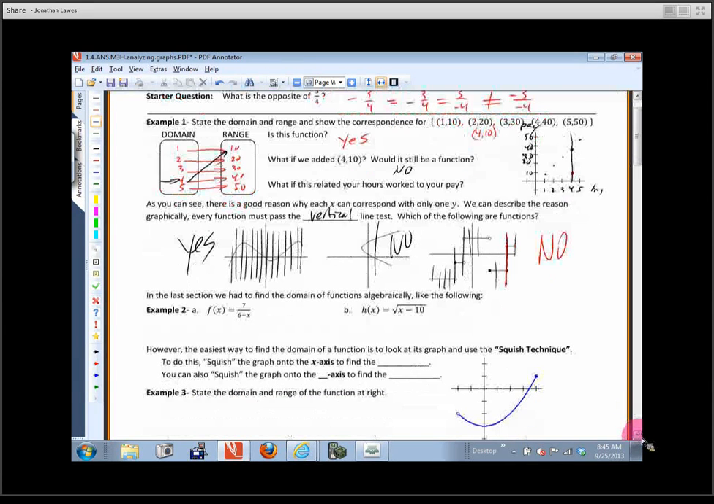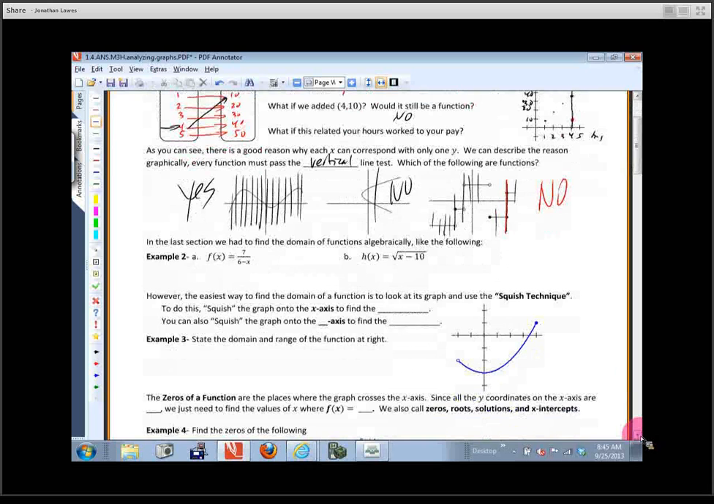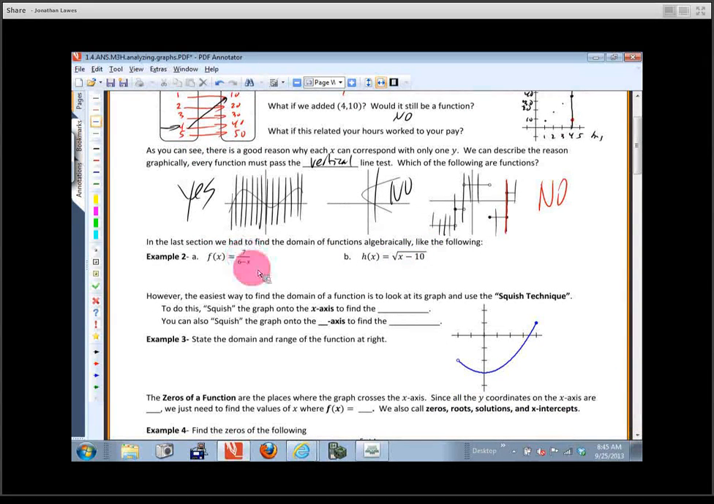So in the last section, we were talking about finding domains, and we had to find them algebraically. So we had to look at some stuff like this. We had to look at this and say, well, what number can't I plug in? And what number does not exist in the domain here? 6. So this would be all reals except for 6, because 6 would make the denominator equal to 0. Okay?